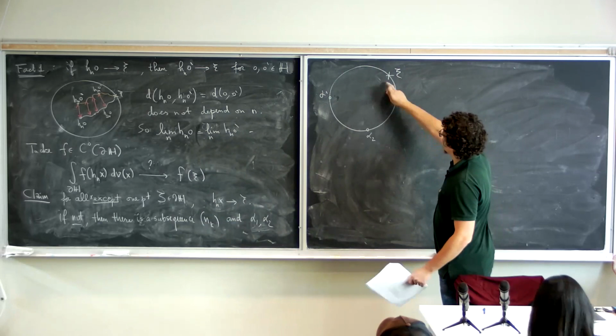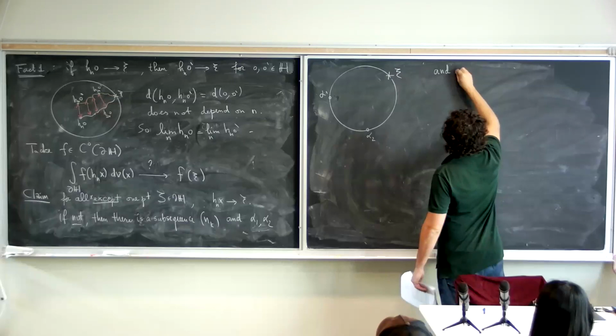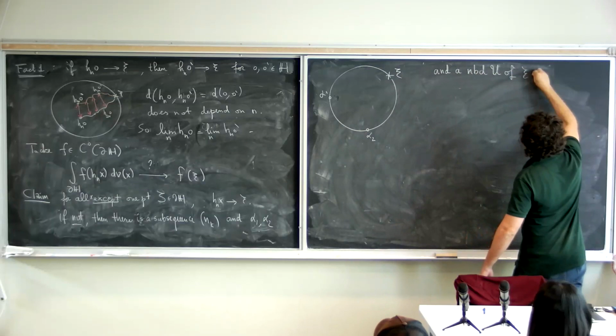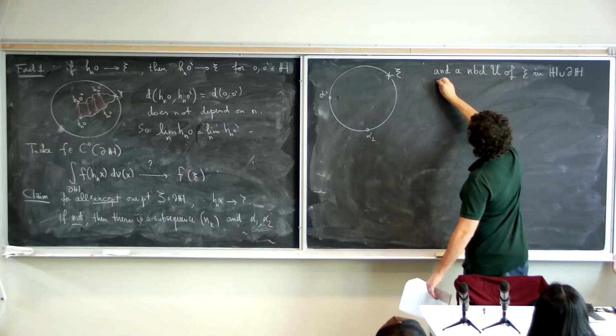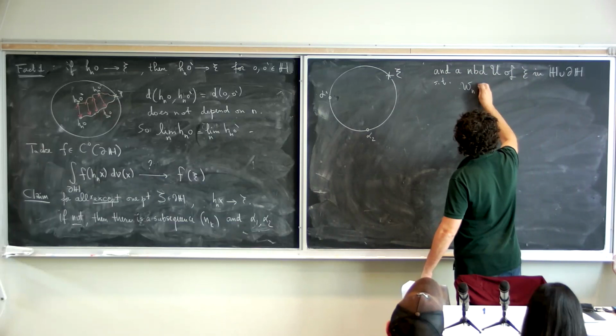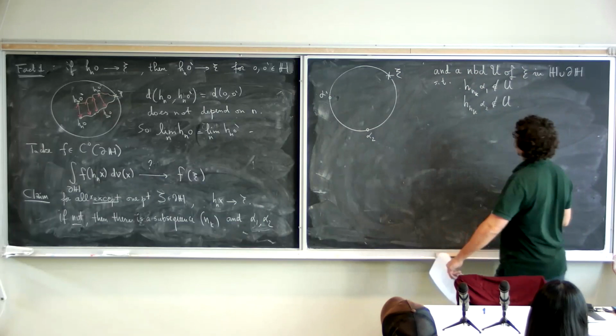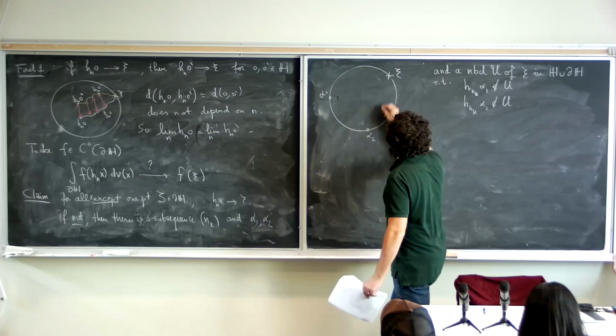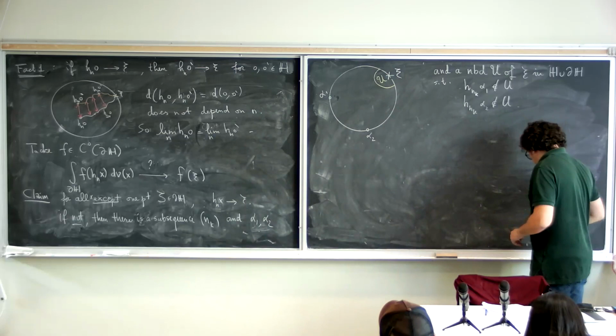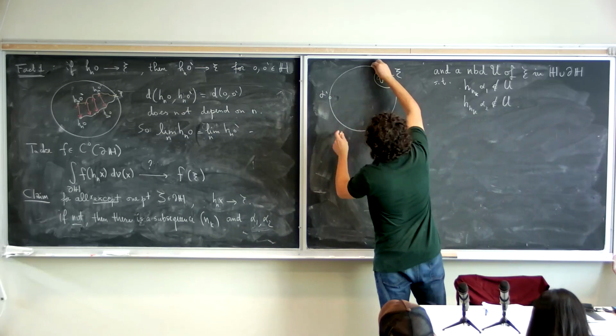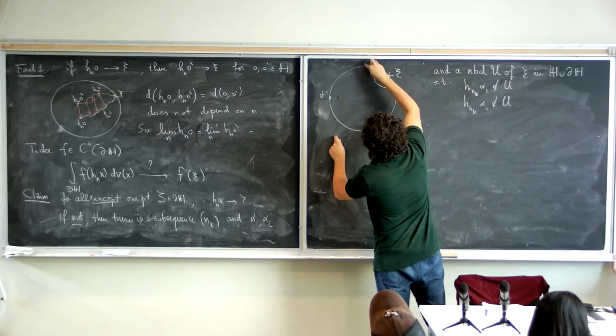Then there is a neighborhood U of Xi in the union such that h_{n_k} alpha 1 is not in the neighborhood, and h_{n_k} alpha 2 is also not in the neighborhood. So we pick a neighborhood U and assume that you're never inside this neighborhood. Maybe you're here or something: h_{n_k} alpha 1, h_{n_k} alpha 2.